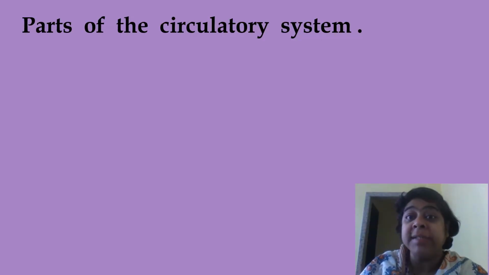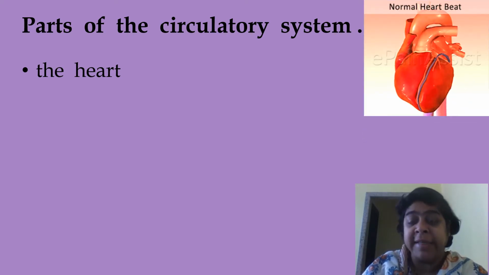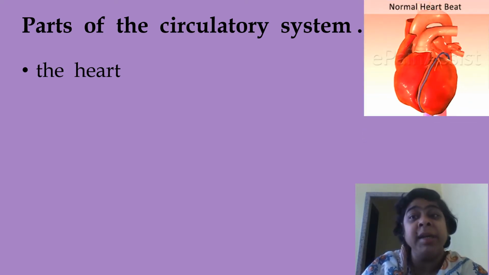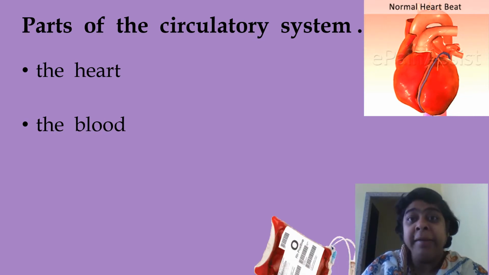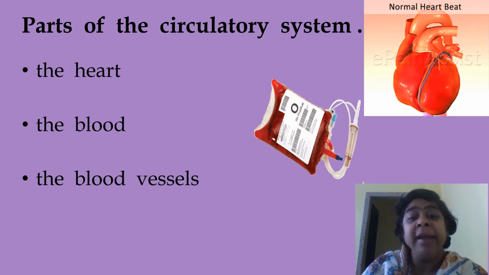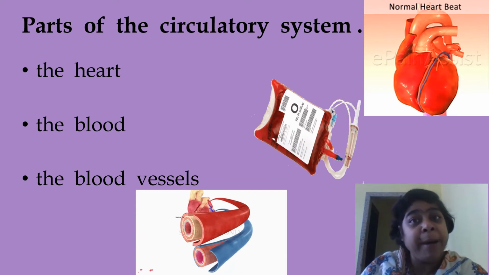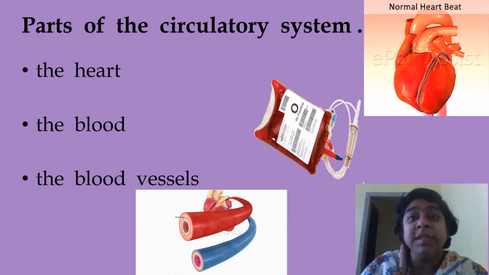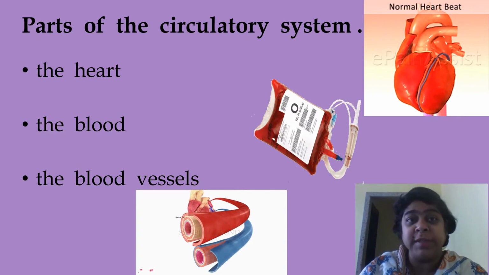Now what are the organs that are there in our circulatory system? The heart. Yes, the heart is very important and it is the first part in our circulatory system. Then the blood that flows all over our body, and the blood vessels. Now children, we will go part by part, organ by organ to see their functions.